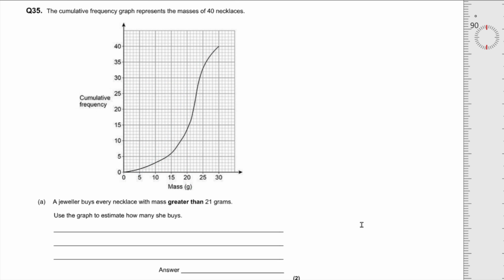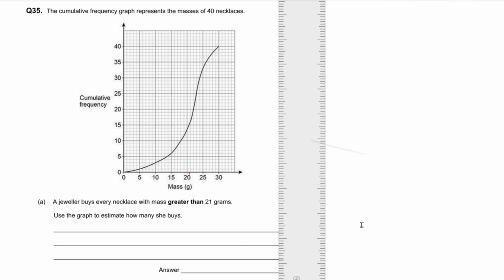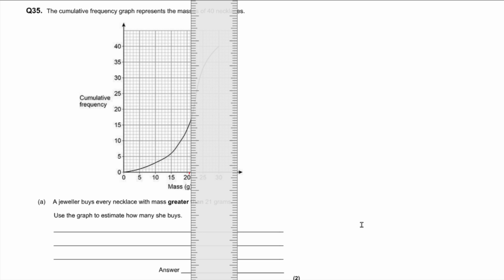Question 35. The cumulative frequency graph represents the masses of 40 necklaces. A jeweler buys every necklace with a mass greater than 21 grams. Use the graph to estimate how many she buys. Okay. So we're going to look up 21 on our graph. Where is 21 on the mass scale? We've got 5 units between 20 and 25. So it's just going to be 1 square over from 20, isn't it? So reading up from there up to I hit the curve.